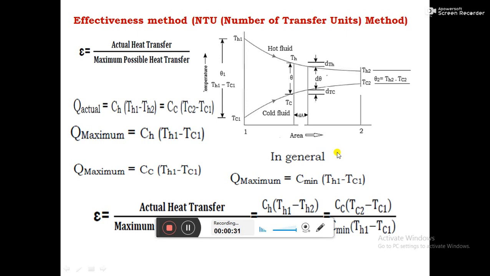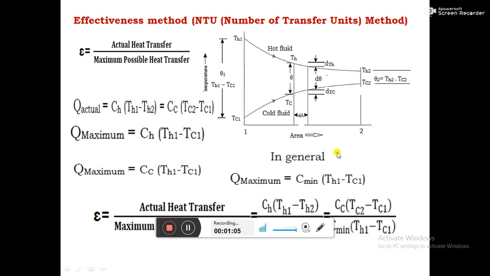The logarithmic mean temperature difference method is applicable only when all the temperatures at the inlet of the heat exchanger and at the outlet of the heat exchanger are known. If the temperatures at the outlet of the heat exchanger are to be determined, then we will make use of the NTU method, or effectiveness method.